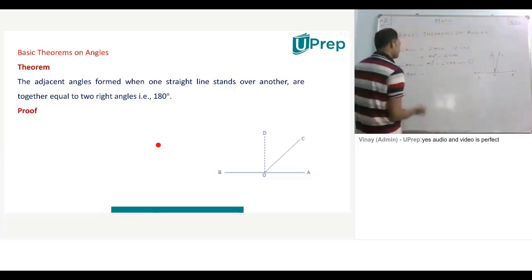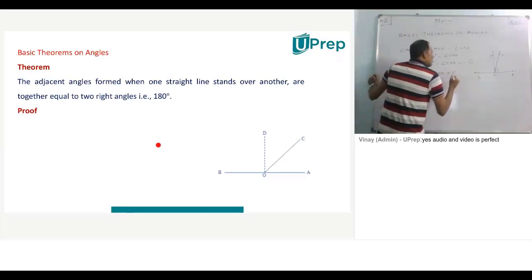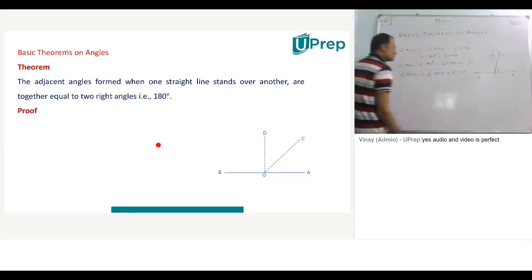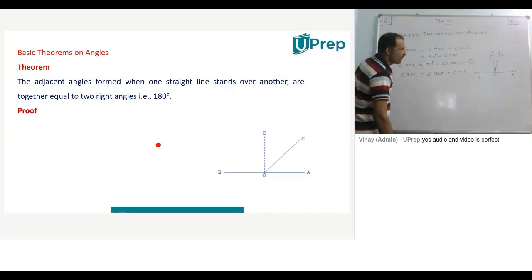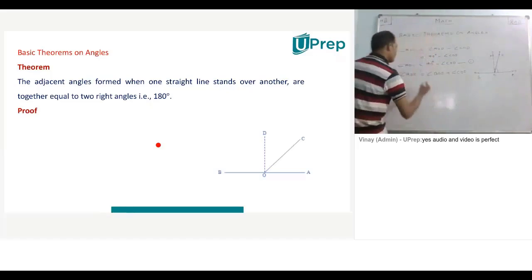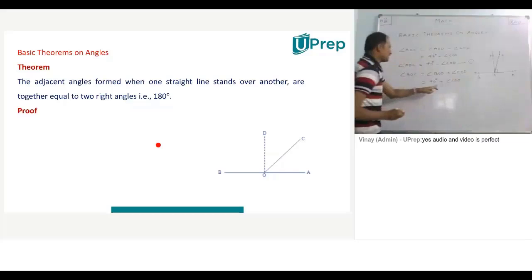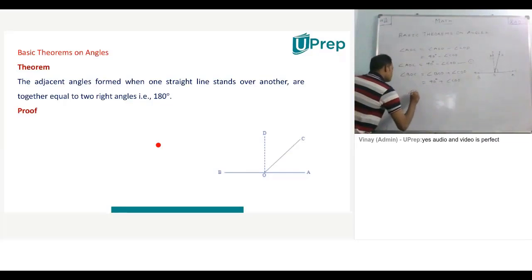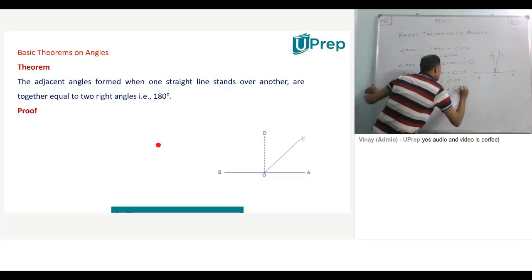So angle BOD plus angle COD. Now can you please tell me what is the value of angle BOD? So the value of BOD would be 90 degrees, as it is the perpendicular bisector of line BA. Not perpendicular bisector, it is perpendicular by construction. Okay. Now let us substitute 90 degrees plus angle COD, and this value is equal to angle BOC. So angle BOC is equal to 90 degrees plus angle COD.